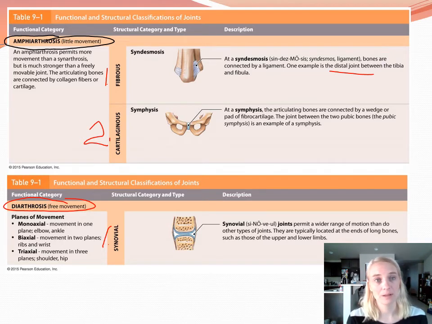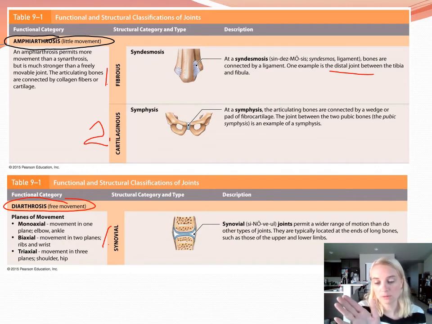I will mention real quick, they have the planes of movement listed here: monaxial, biaxial, and triaxial. I'm going to have a little mini lecture on the different types of movement, so we'll see those words again. But basically, monaxial in your anatomical position, right? You're standing with your hands to your sides. If we're talking about monaxial, the movement is only in one plane, either front and back or up and down.